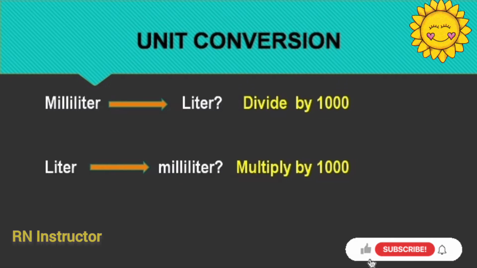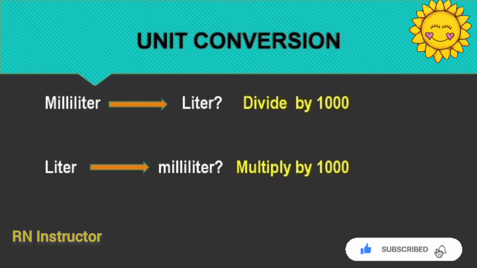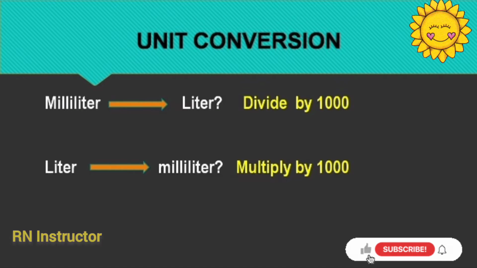This is just an example, okay? To get from milligram to gram you need to divide, from the smaller to the bigger unit, whereas from liters, the bigger unit, to the smaller unit, milliliters, you need to multiply. Okay, so this will be useful in your question application.